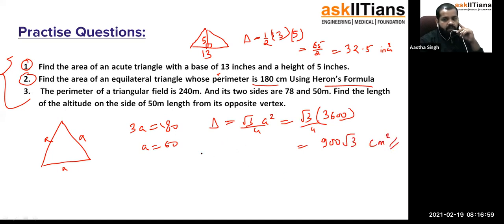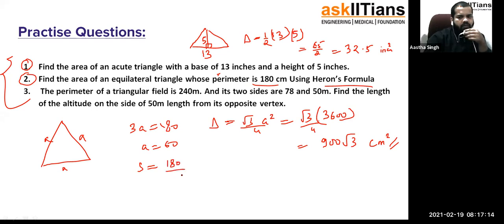But the question is telling you to find the area of the equilateral triangle using Heron's formula. Okay, so first we'll calculate the value of S. What is S? S is half of the perimeter, or you can say semi-perimeter. We know the perimeter is 180, right? So half of it will be equal to 90. By Heron's formula, the area is under root of S.